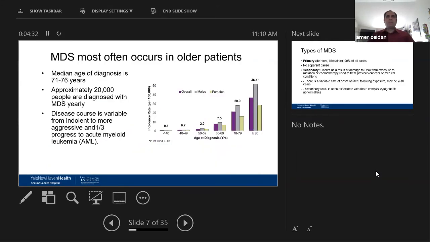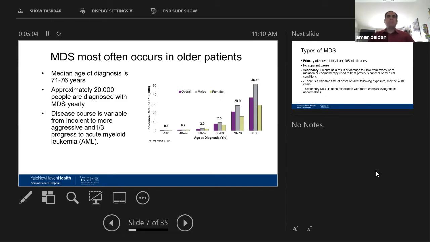So MDS basically is a condition that mostly affects older patients. We can see it on occasion in younger patients, but as you can see in this diagram, most of the cases occur in patients who are 70 years and older. Actually, the median age, which is the age at which half of the patients would have MDS, is in the early 70s, 71 to 76. And it's a relatively rare condition. Around 20,000 people are diagnosed with MDS a year.